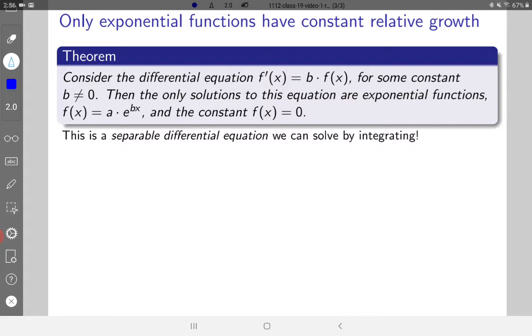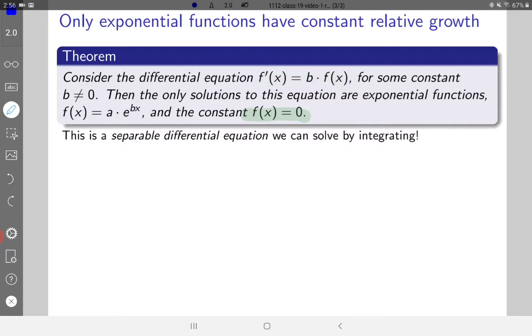Well, except for the boring old constant function f of x equals 0, which is a flat horizontal line. Its derivative is 0 everywhere, its function value is 0 everywhere, so it's kind of a trivial way of satisfying this differential equation that asks for the derivative of the function to be a multiple of itself, because the multiple of 0 is always 0 no matter what.